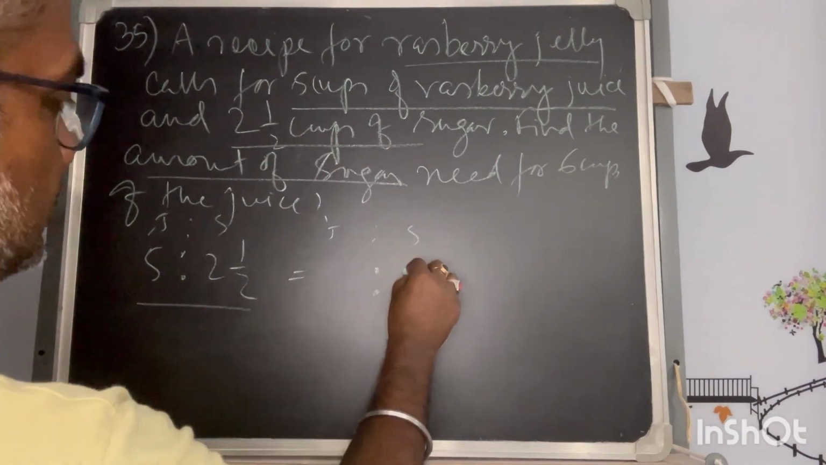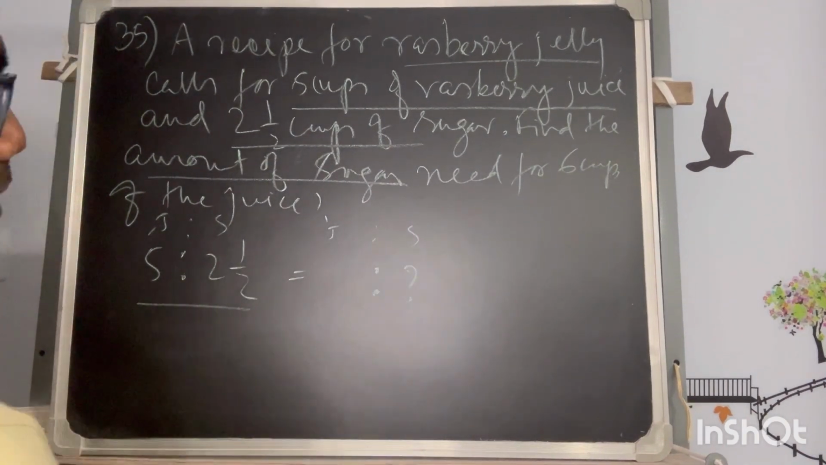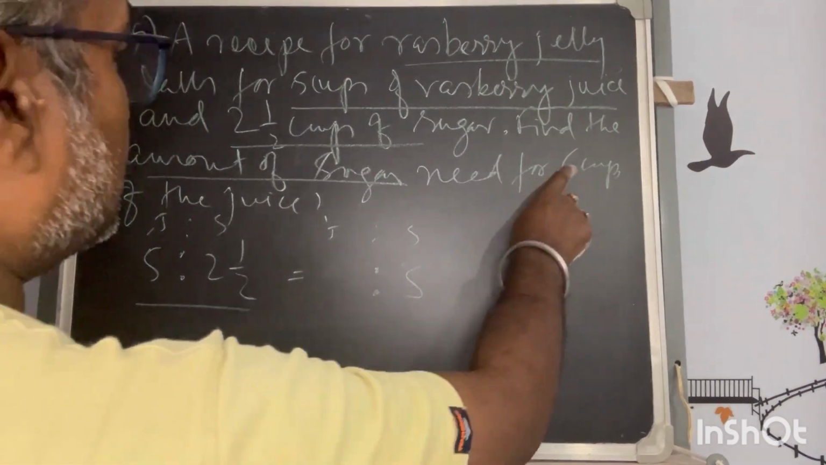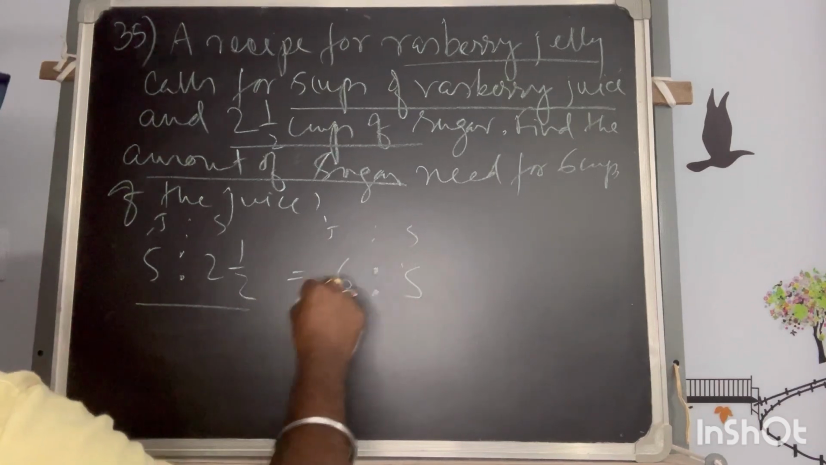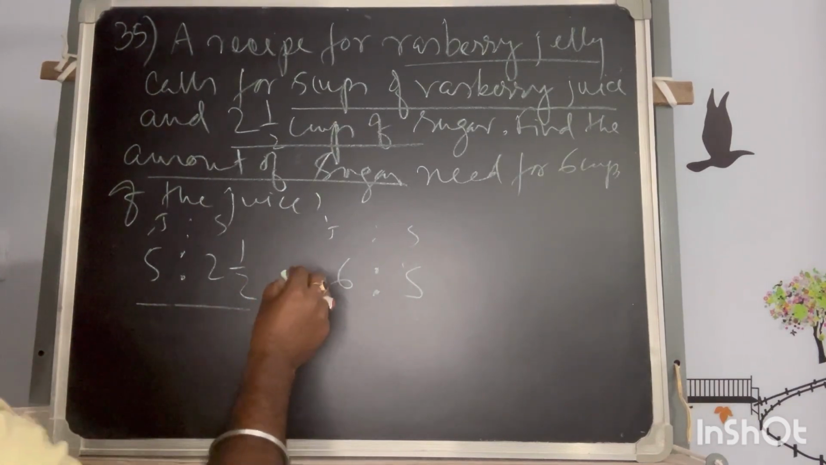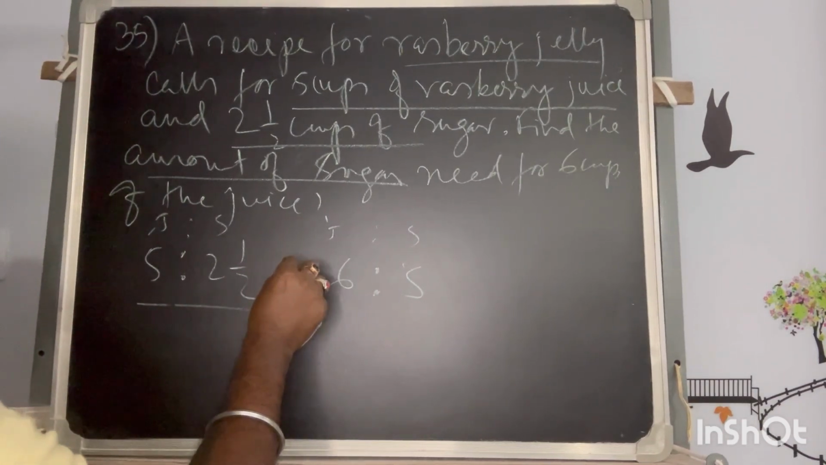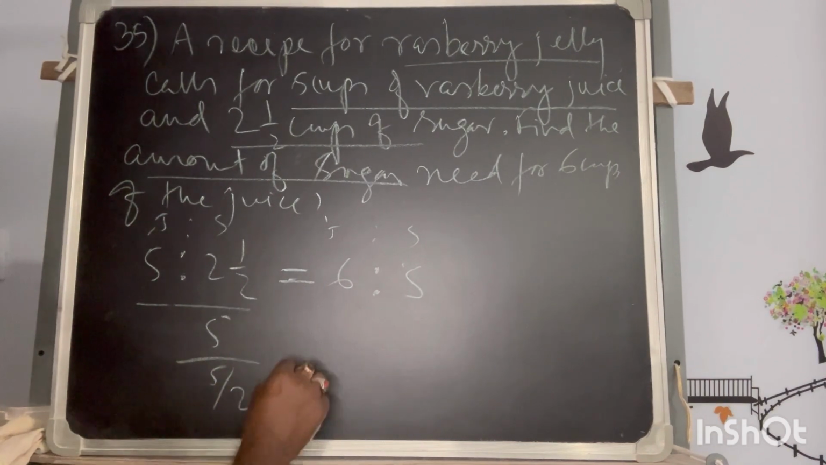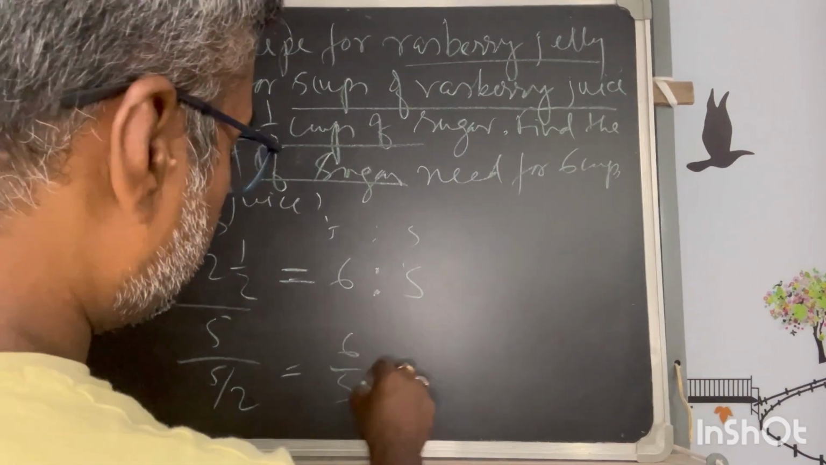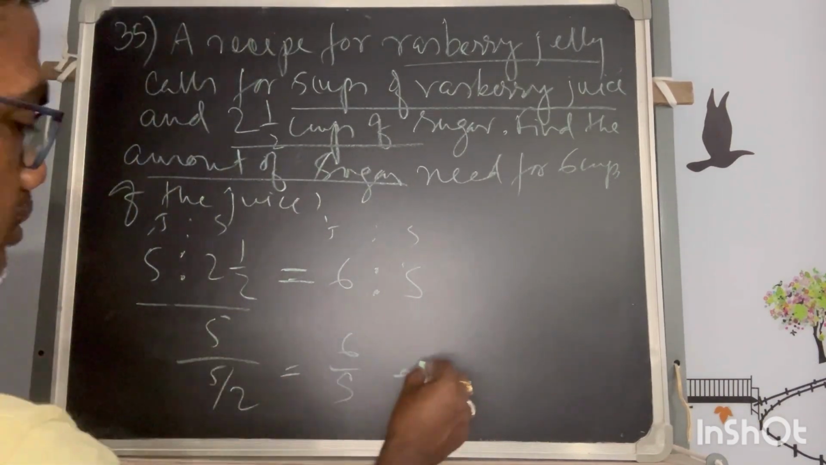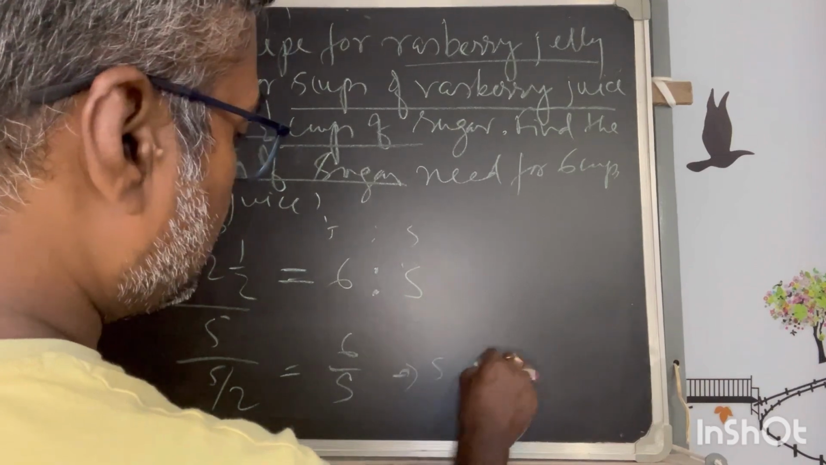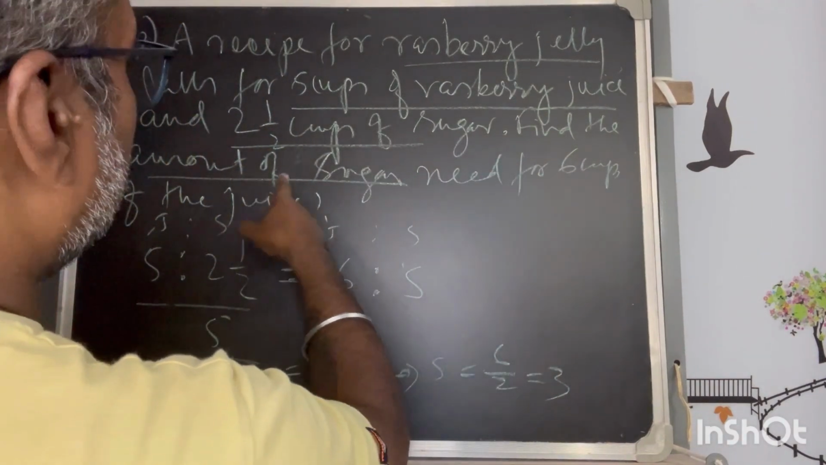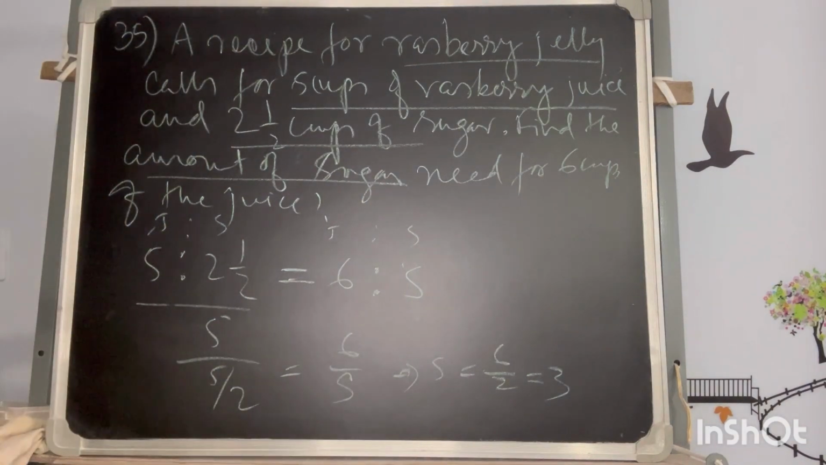Now in the second case, the amount of sugar needed is unknown. Let me take it as S for sugar, and the juice is 6. Since the ratios are in proportion, 5 by 2.5 is equal to 6 by S. So S will become 6 by 2, that means 3. So the amount of sugar needed is 3 cups. Understood?